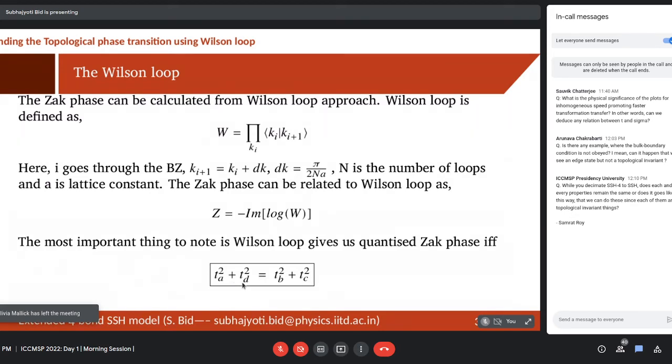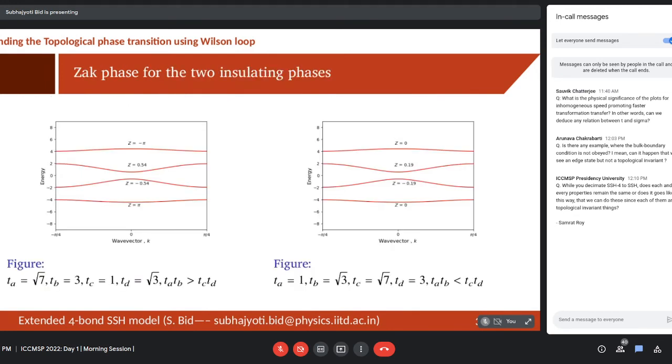Or else I don't get the quantized value of Zak phase, and it's quite natural because inversion symmetry of the problem is not there. That's it. So these are the two plots of the quantized value of Zak phase. It's exactly quantized to the 15th decimal place. It is minus pi and plus pi.